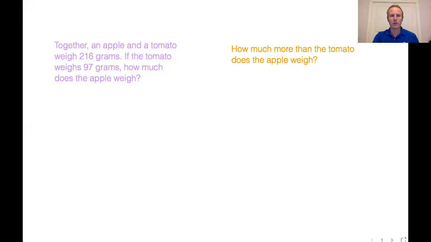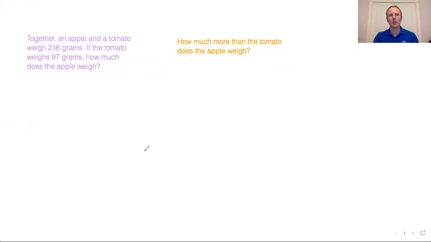So the first one here says, together, an apple and a tomato weigh 216 grams. If the tomato weighs 97 grams, how much does the apple weigh? I think this is kind of an unrealistic problem because I believe that they would weigh more than this, but let's go ahead and solve it anyway. So together, they weigh 216. And if the tomato weighs 97, how much does the apple weigh?